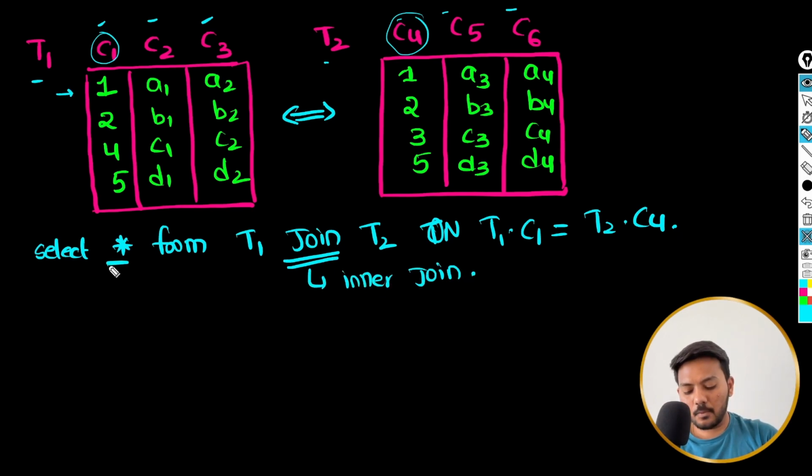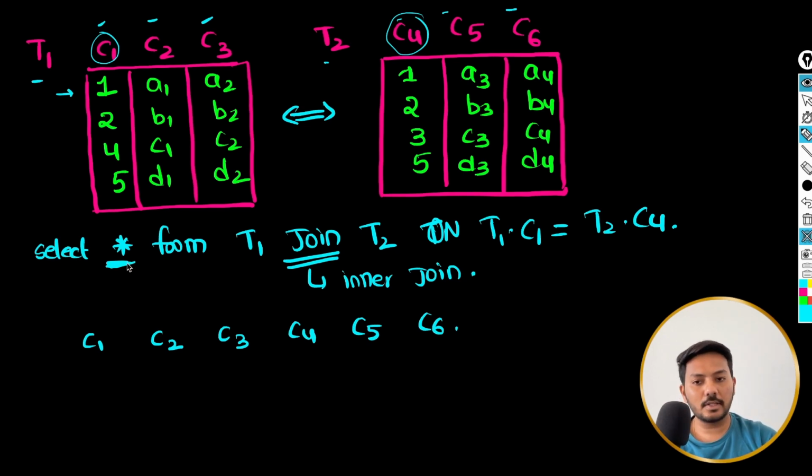As we are talking about select star, we have to get all the columns. So resultant table will do something like this: C1, C2, C3, C4, C5 and C6, because we are selecting all the columns from this join. So I get all the columns. So for the first record, we have 1, A1, A2, and for this first record, we have the corresponding record in this secondary table. So we have values 1, A3 and A4.